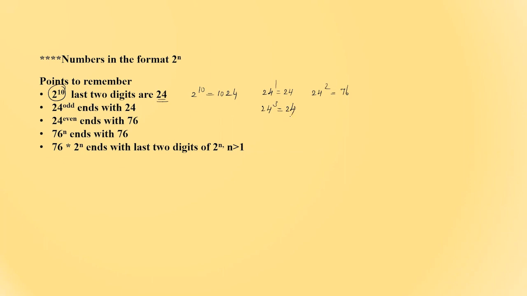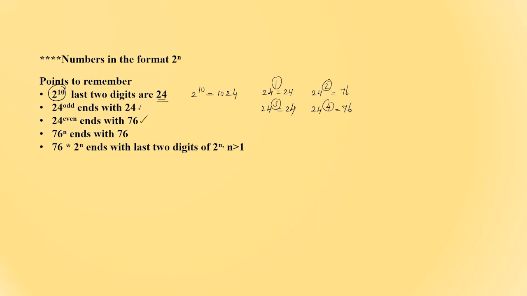So last two digits again would be 24. If I now take 24 to the power 4 here, then it would be 331776. So the last two digits would be 76. So I can always say 24 to the power odd always ends with a 24, and 24 to the power even always ends with a 76. Okay.